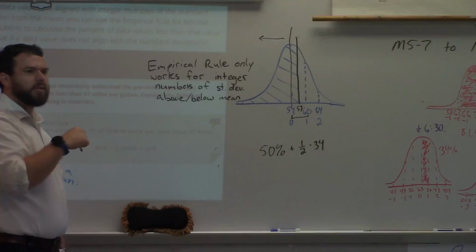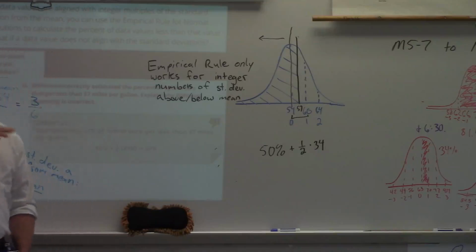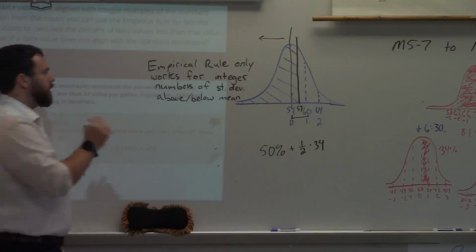And again, why was that? Why did the empirical rule work for all the integer values of standard deviations? Because of what key concept? Because of symmetry.